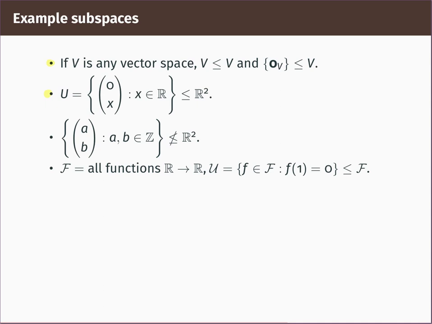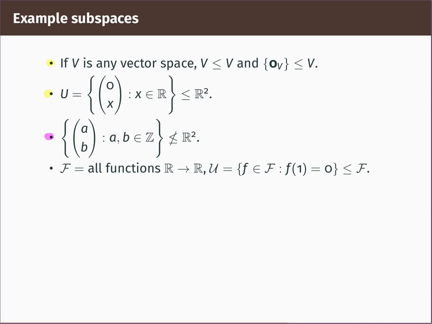Next, this set is a subspace of R squared. You could do a proof of that using precisely the same argument that we did on the last slide, only with the two coordinates flipped over. On the other hand, if you look at this set, which is the set of all height 2 column vectors with integer entries, that is not a subspace of R squared.